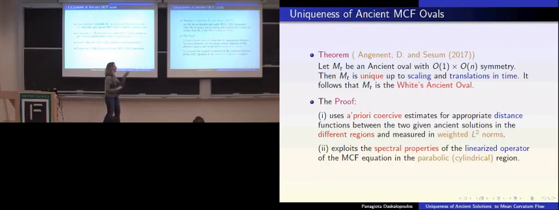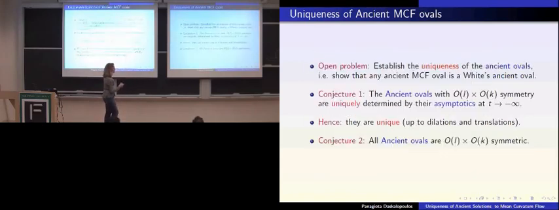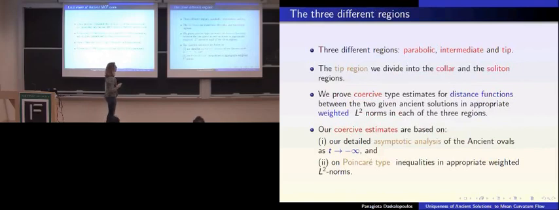Now, for both the uniqueness and the asymptotics that we proved, let me first show you a little bit the asymptotics, and then I will say a word on how we proved them. The idea for the proof first of the estimate, the mass asymptotics, and then of course I will discuss the uniqueness. So, as we knew from the mass asymptotics, there are three regions. There is the parabolic region, the intermediate region, and the tip region.